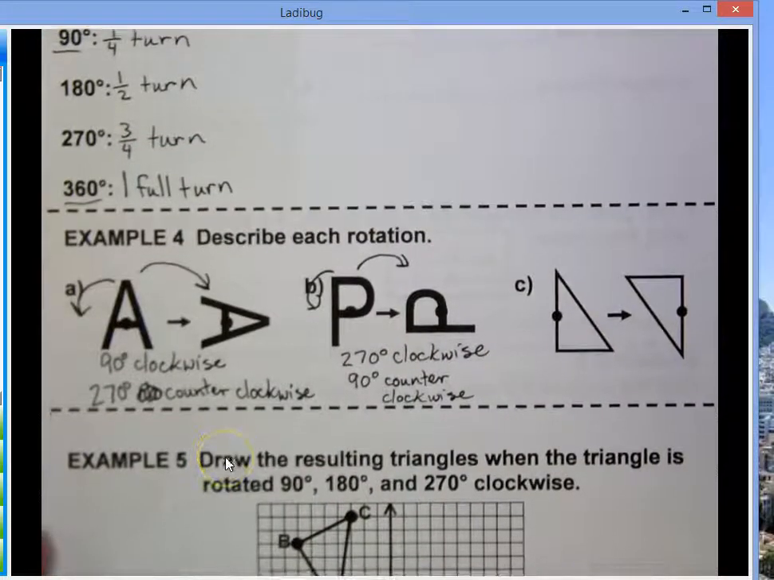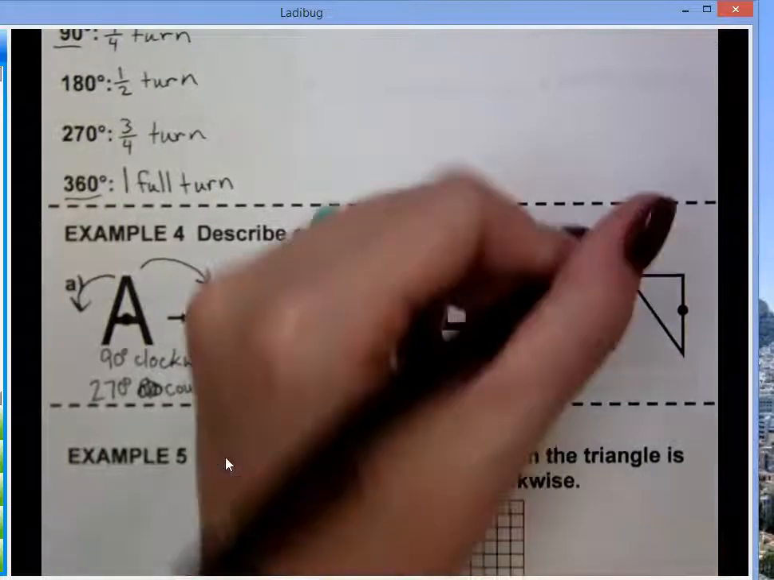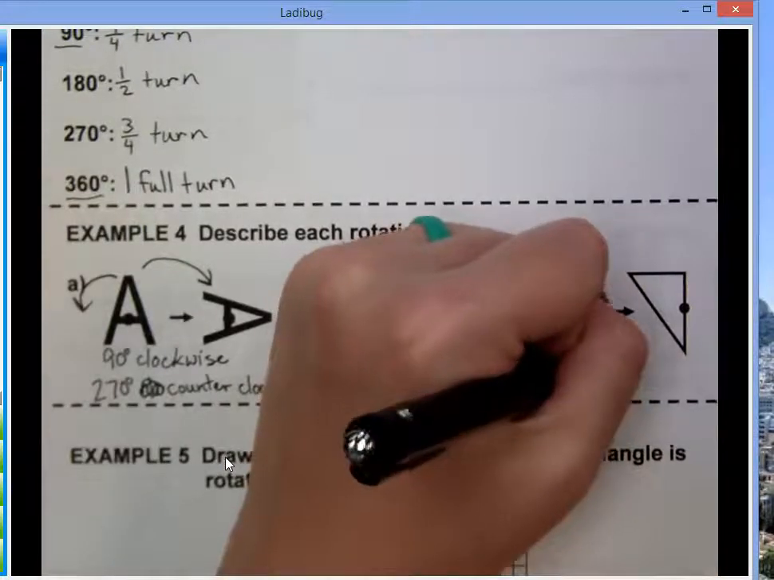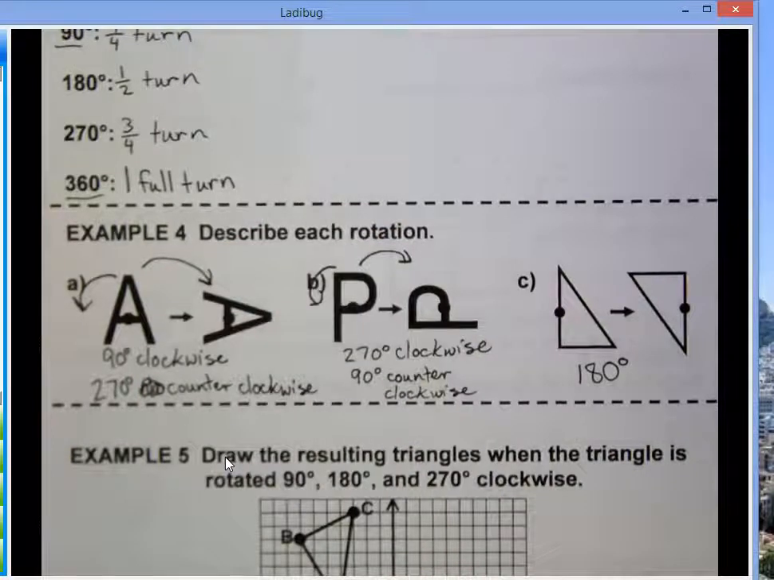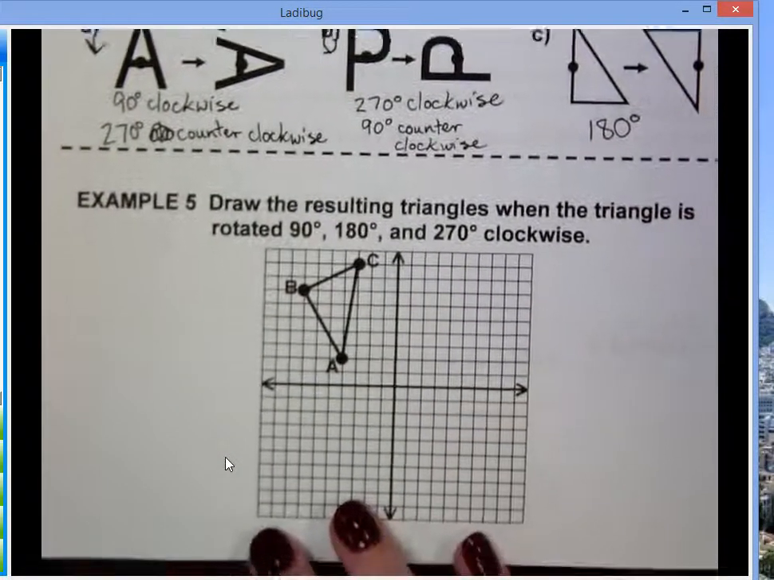All right. And then the last one for C. This one's easy because it's 180 degrees. That's all you have to write because it's going to be the same if it's clockwise or if it's counterclockwise. Either one. All right, last example.